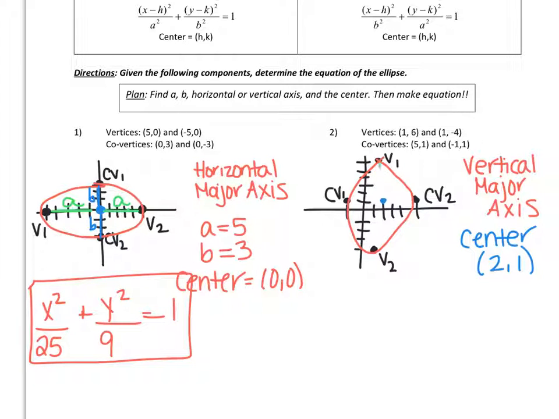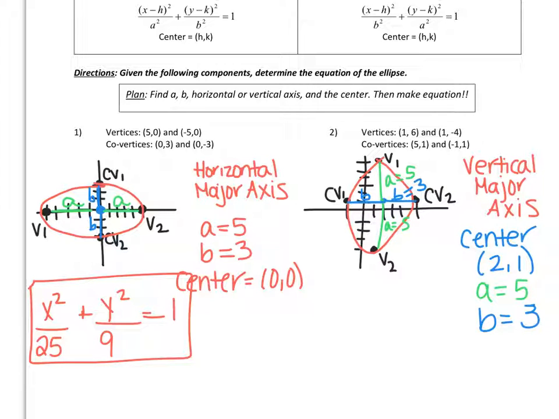It also tells me that my a value is 5 from here to here, and from here to here my a value is 5. The a is always on my vertices, or my major axis. And then I can find out my b. We know that my b value is here, so from here to here is b, which, if we count it, is 1, 2, 3. So that tells me that my b value is 3. Okay? So a is 5, b is 3, and I have a center.